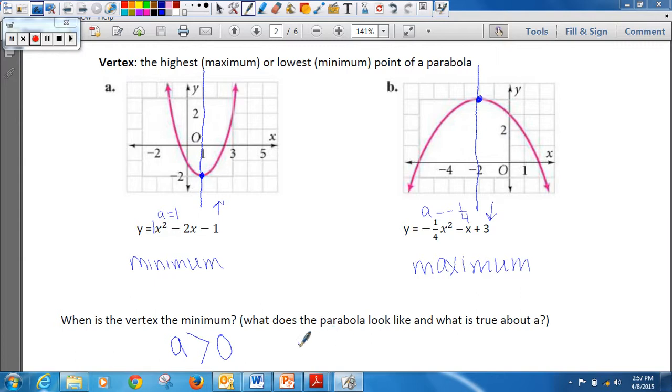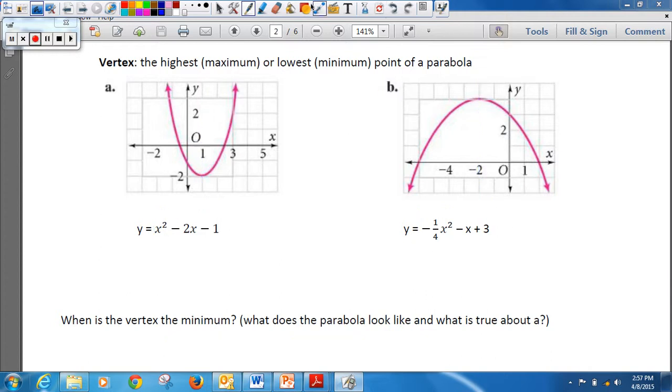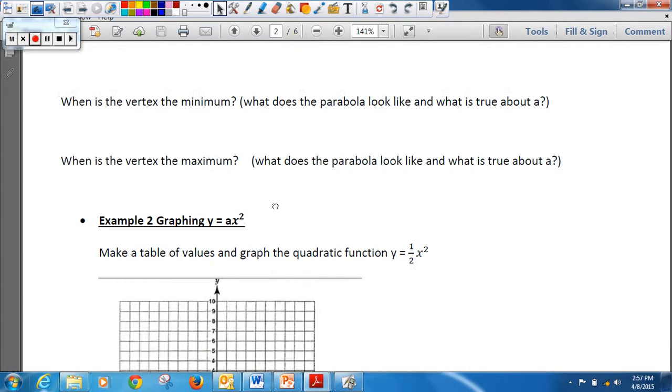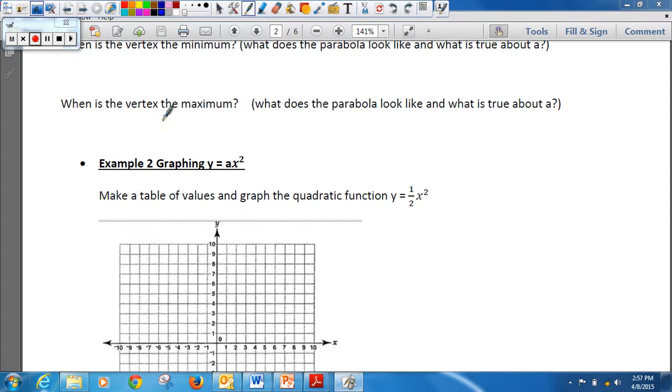Okay, and that's because it opens up. It then asks, when is the vertex the maximum? It is the maximum when A is negative, so A is less than 0, and it opens down.